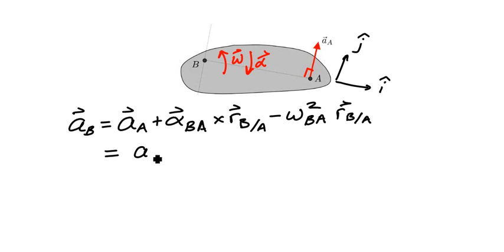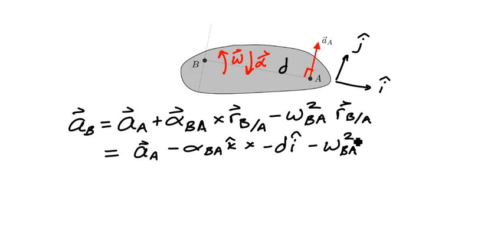Namely, what I know here is that AA is a given vector for us. I know that the angular acceleration of the rigid body, we're told, is clockwise positive. So this can be written as minus alpha BA in the K, where in this case the scalar alpha BA is a positive number. I can then cross that with R of B with respect to A, and if I call this a distance D, that's going to simply be, in this case, minus D in the I. And then I can subtract off the known value omega BA quantity squared times, in this case, minus D in the I. So if I go ahead and plug through the math here, what I'm going to have is something that's AA, the vector that we're given.